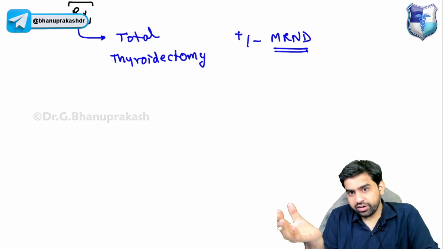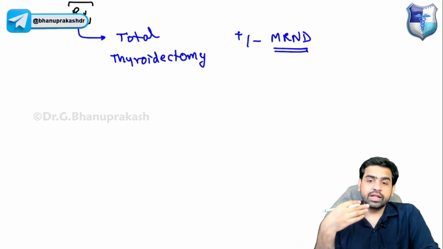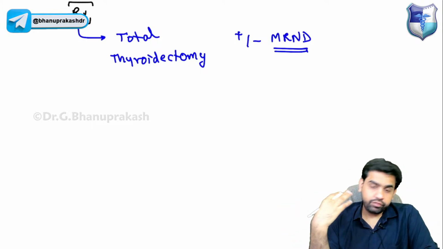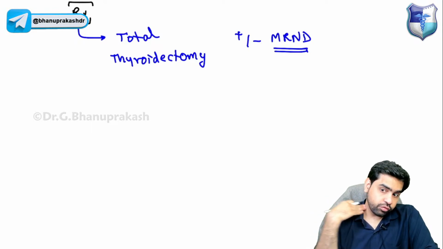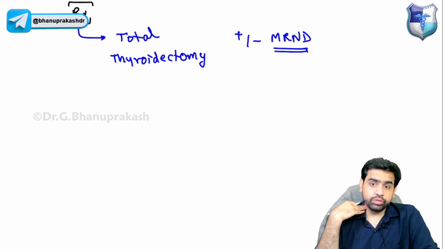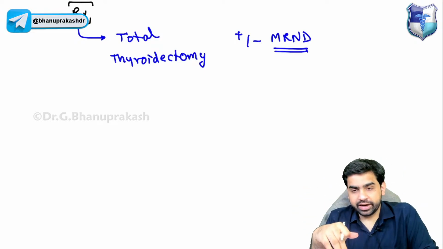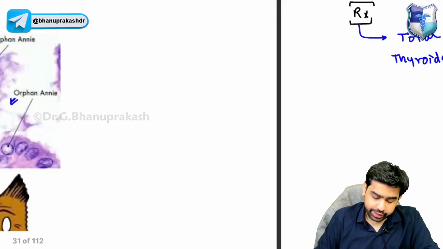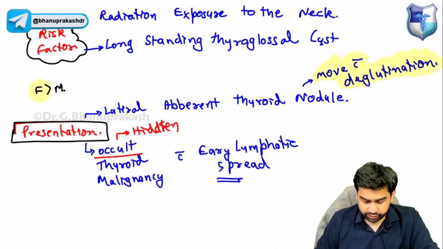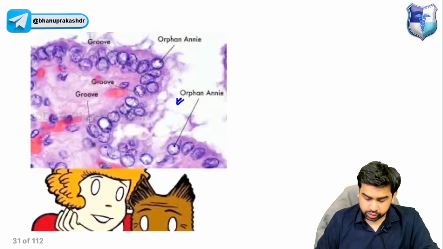So why modified radical neck dissection? Because as I told you, early lymphatic metastasis is a feature of this. If there is lymphatic metastasis, if the lymph nodes of the neck are enlarged, then yes, you have to go ahead and do a modified radical neck dissection. So this is all about papillary carcinoma of thyroid, which you need to understand. It's a very, very important thing. I hope you have understood this point.